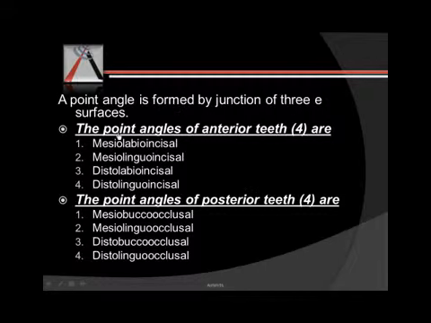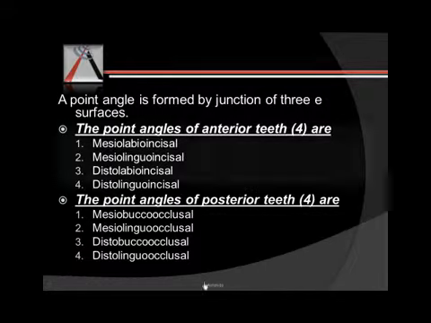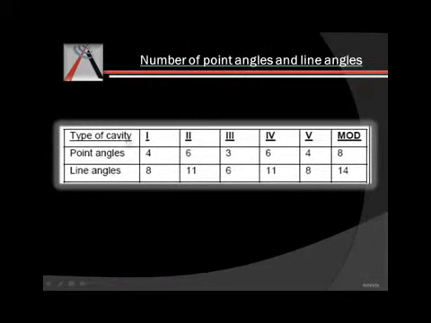So these are your 4 point angles of the anteriors and 4 point angles of the posteriors. Then we have point angles and line angles in the cavities. Number of line angles and point angles in the cavity: there are 2 ways. Either you can mark this up, but I would suggest not to do that. You can count them here.